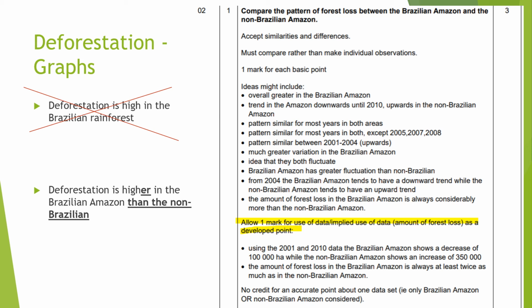So what I mean by that, for example, if you just make the point on its own that deforestation is high in the Brazilian rainforest, then you would not get the mark. However, if you said it was higher, adding that bit on the end there, and what it is higher than, so the non-Brazilian Amazon, then you would get the mark. So you can see it is important to be clear here and pay close attention to the command word in the question to get the marks.